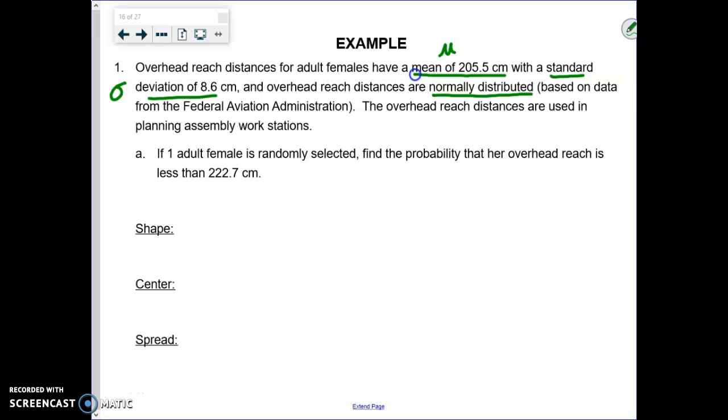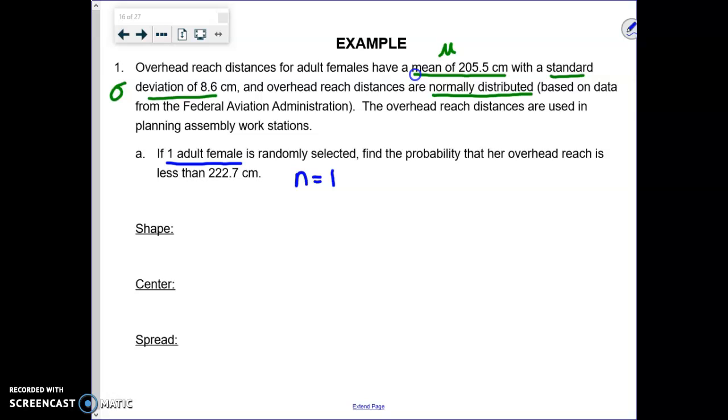were already normal. So number 1A says, if one adult female is randomly selected, find the probability that her overhead reach is less than 222.7 centimeters. Now, again, we're only looking at one female out of the population. So this is not a sampling distribution. Well, it can be. It could be a sampling distribution of sample size 1. But in this case, we are just going to try to determine the probability that a single individual female from the population of females would have an overhead reach of less than 222.7 centimeters.